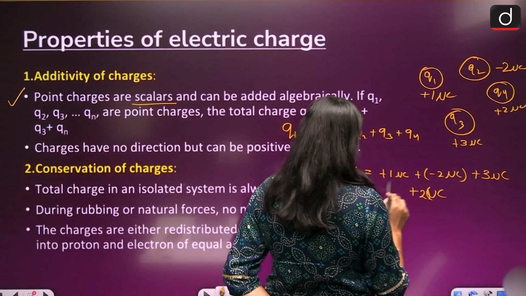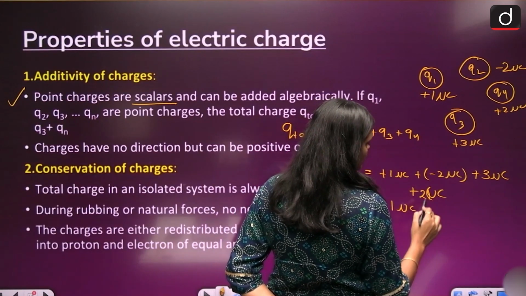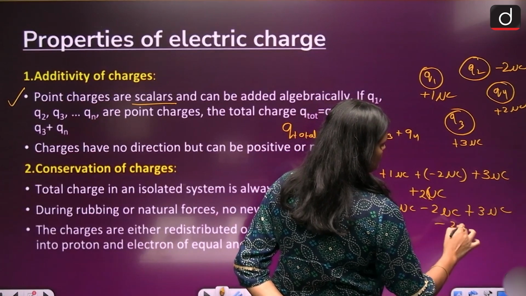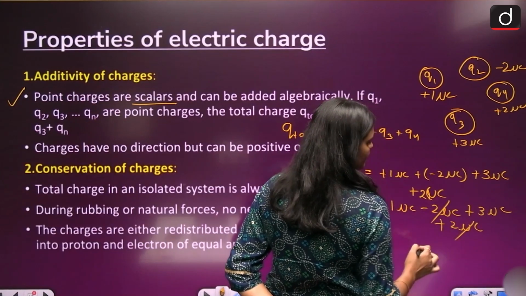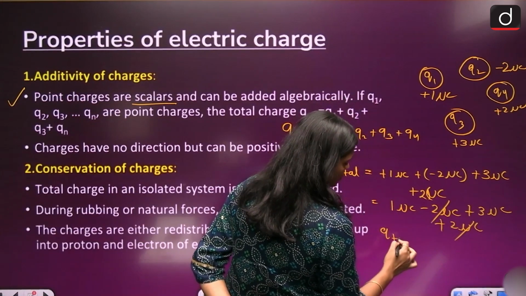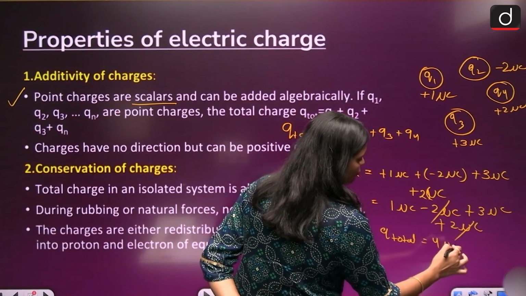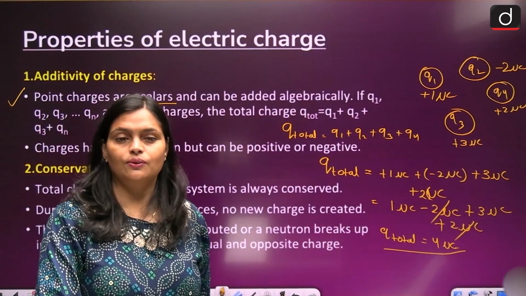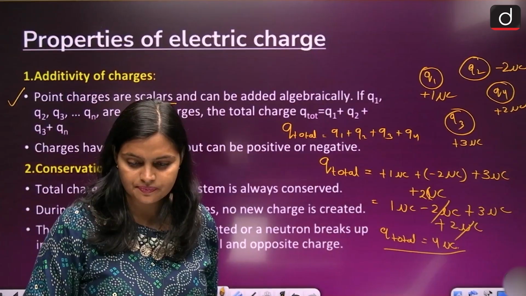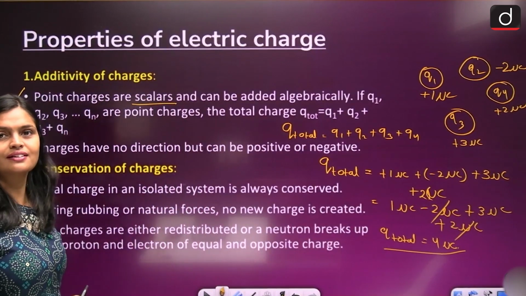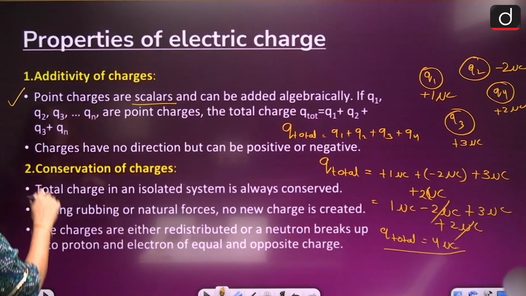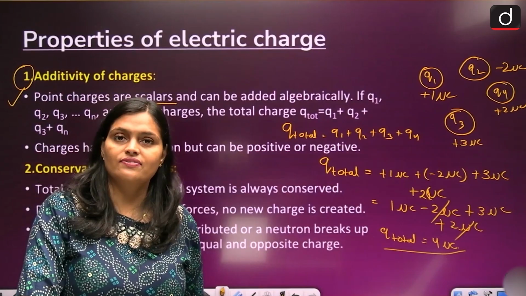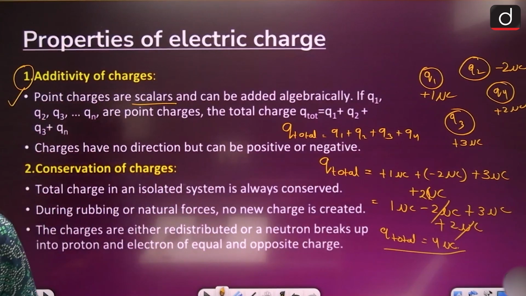So see here, this will become 1 μC minus 2 plus 3 plus 2. This and this will cancel. What will be the total charge? 4 microcoulomb. So 4 microcoulomb will be the total charge. All right. Clear, everyone? Okay. So this is one property of your charges, that they are additive in nature.